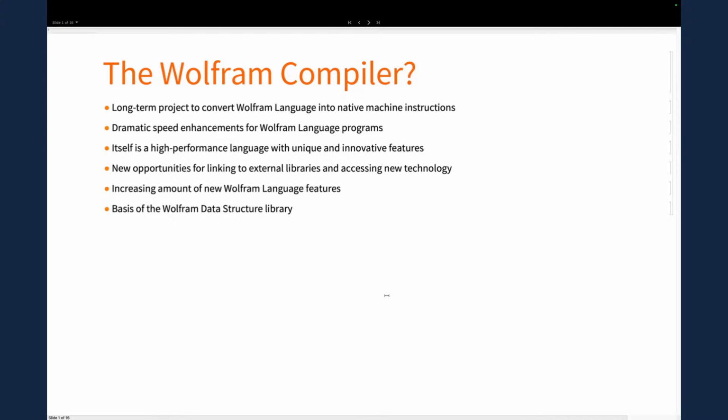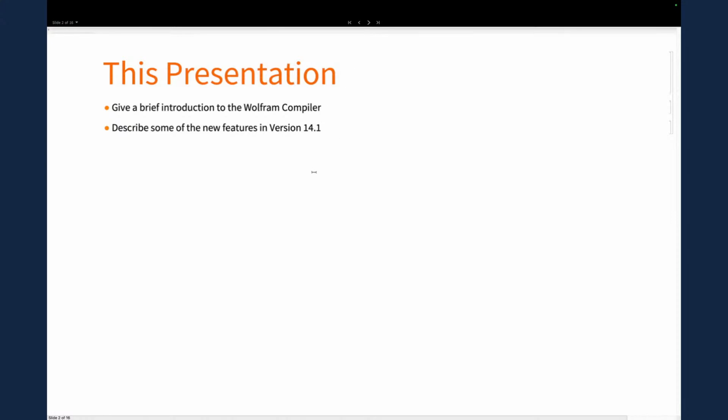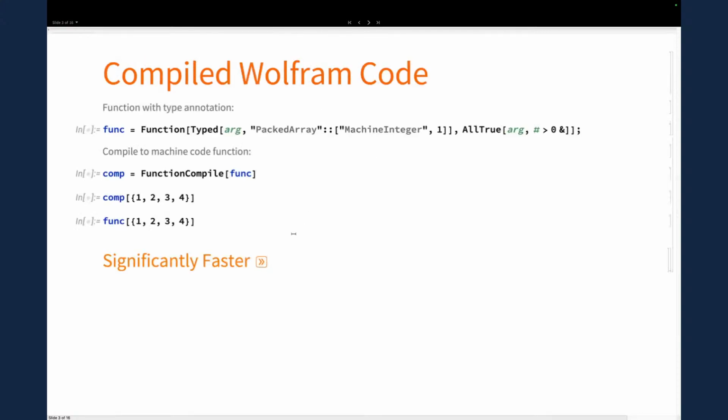It's used to build an increasing amount of new Wolfram language features, one of which is the Wolfram data structure library, which is how the data structures are built. So in this presentation, I'll give a very brief introduction to the compiler, and I'll describe some of the new features in 14.1. So here we go.